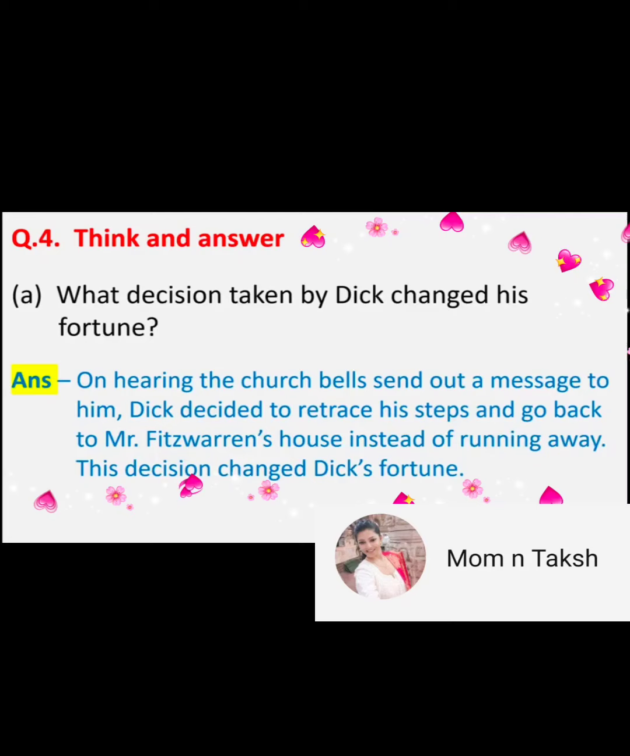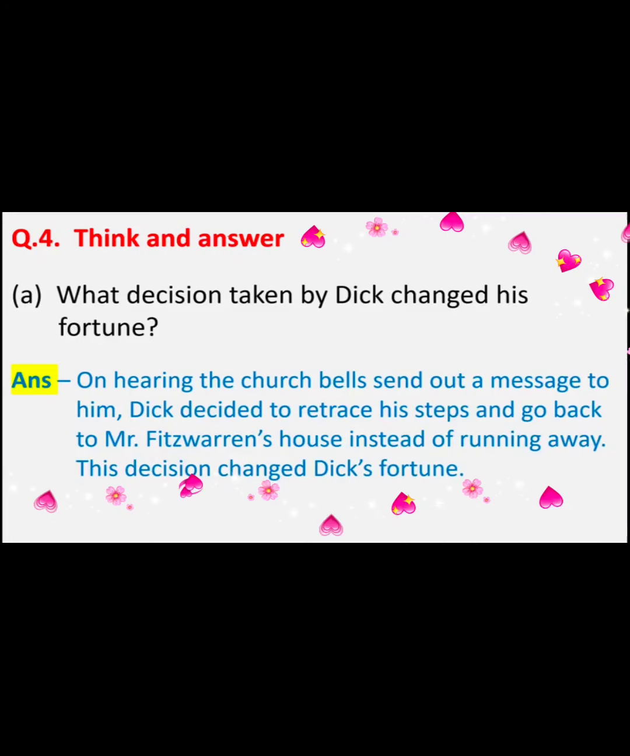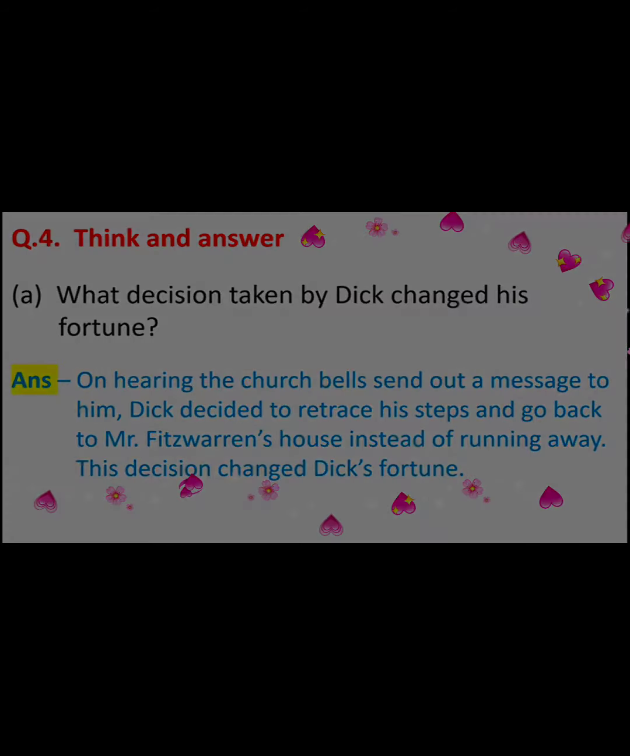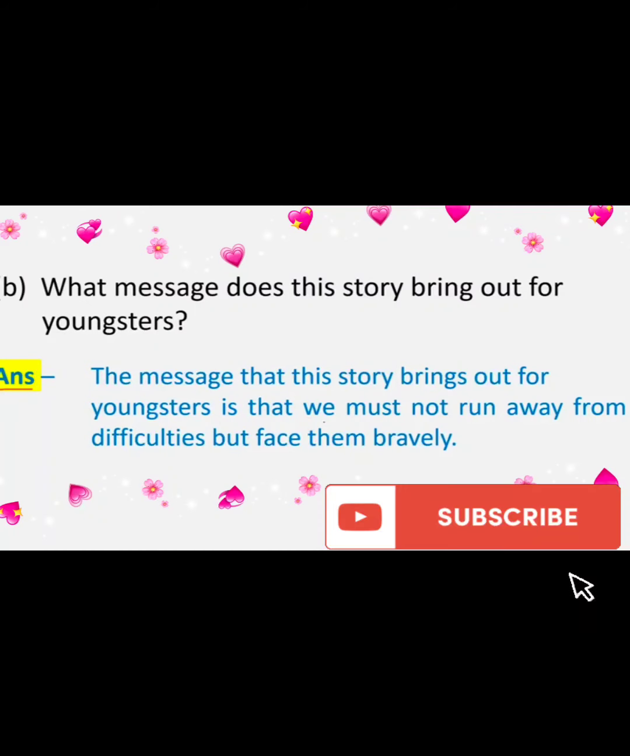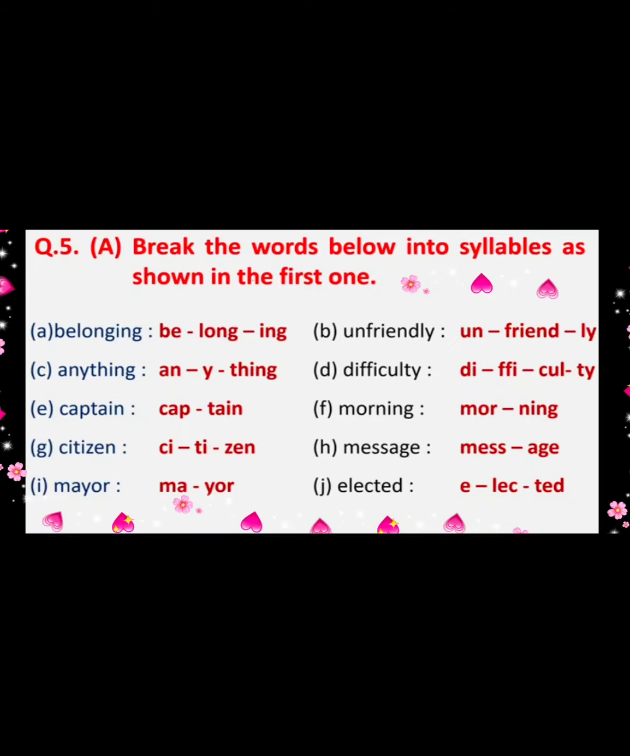First one is, what decision taken by Dick changed his fortune? He decided to retrace his steps and go back to Mr. Fitzwarren's house instead of running away. This decision changed his fortune. Next is, what message does the story bring out for the youngsters? That we must not run away from difficulties, but we should face them very bravely. So this was the message.